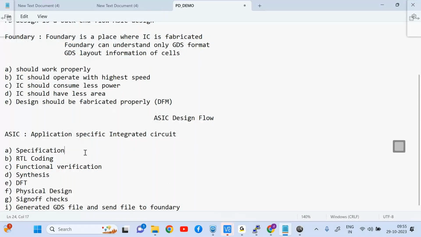So, specification. IC specification. Generally the top team will be involved in the IC specification. They will get a specification of the IC. What is the area of the IC required? Area, speed of operation, right? Estimated speed of operation.